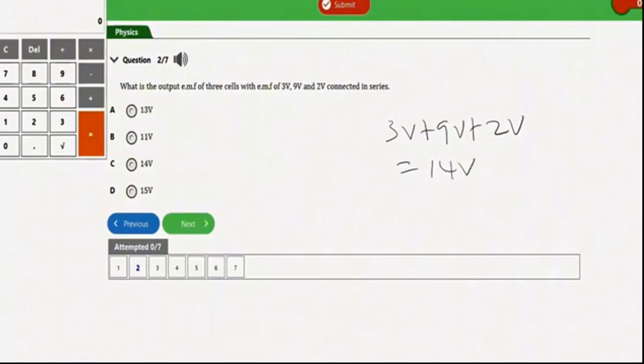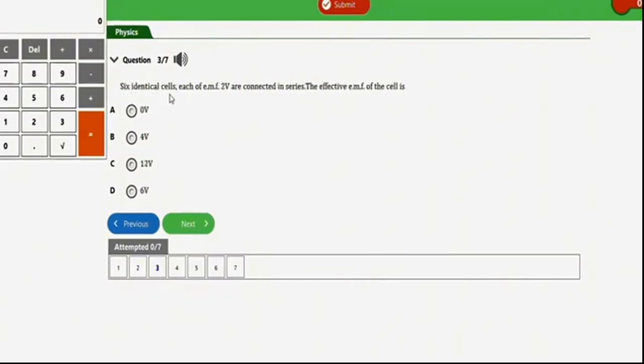So the correct option in this question is option C, 14V. That's it for this question. The next repeated question says 6 identical cells, each of EMF 2V, are connected in series. The effective EMF for the cell is, so it's talking about series connection and 6 identical cells are involved. So it will be 2V plus 2V plus 2V plus 2V plus 2V plus 2V, 6 times. So when you add, you're going to have 12 volts as the output of the effective EMF. That's it for this question.